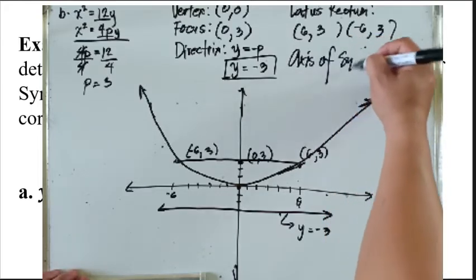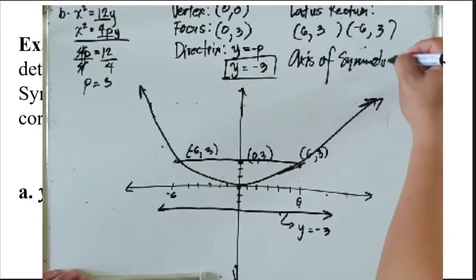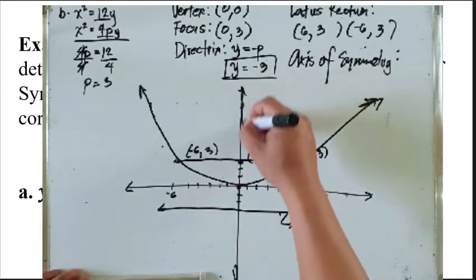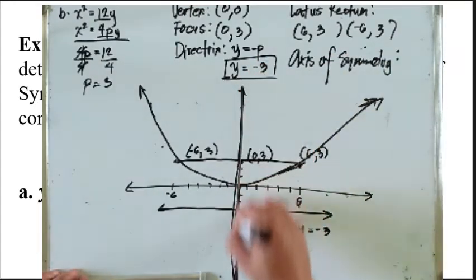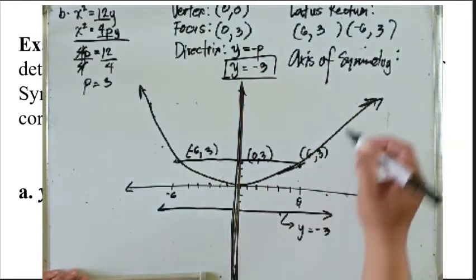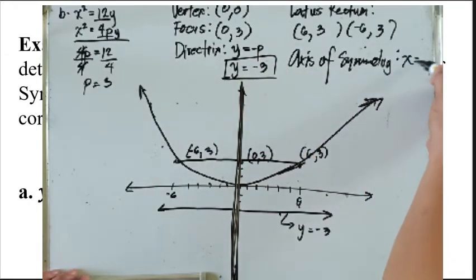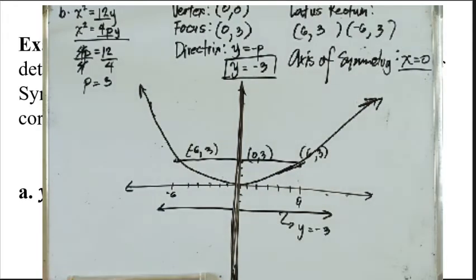Axis of symmetry. For the axis of symmetry, it is very obvious that the value of this line is x is equal to 0. That will be the axis of symmetry.